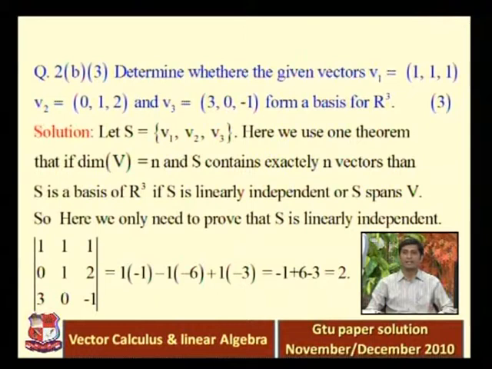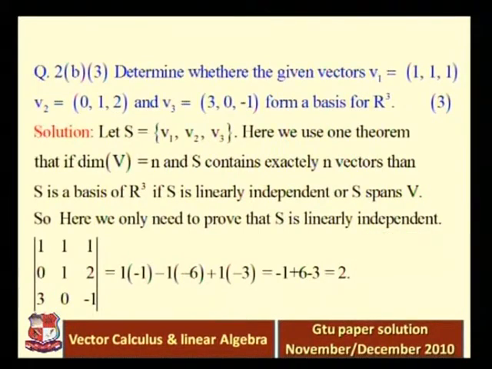And for linearly independent or dependent, we use the determinant because the number of vectors and the dimension of the vector space are the same, right? So the first vector is 1 1 1, so the first row of the determinant is 1 1 1. The second row comes from the second vector 0 1 2, and the third row comes from the third vector 3 0 minus 1. Just solve this determinant.